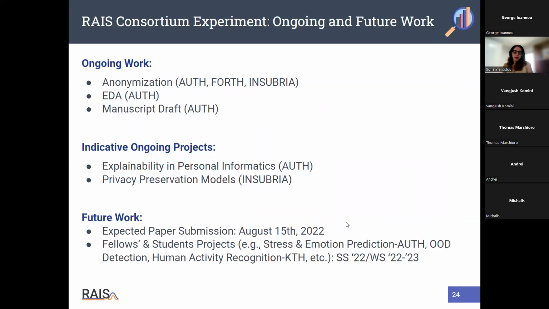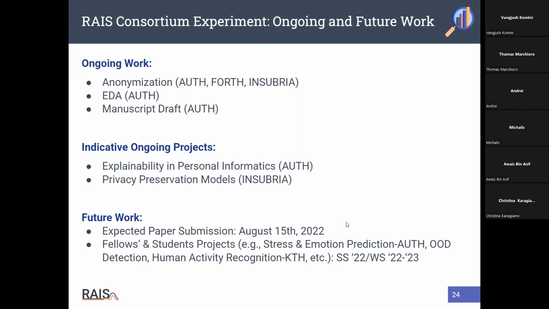Finally, what we are doing currently with the RAIS dataset, specifically with the fellows, we're working on the anonymization of the datasets, which will allow us to publish it in a journal, hopefully by summer. Then in AUTH, we do an exploratory data analysis, so we can produce more graphs and investigate correlations for the paper, as well as the manuscript draft, of course. Currently, I know we have some ongoing projects at least, such as in AUTH, we are working on the explainability of machine learning models in personal informatics using the RAIS dataset, but also in Insubria, I know HI is working with privacy preservation models using the dataset.